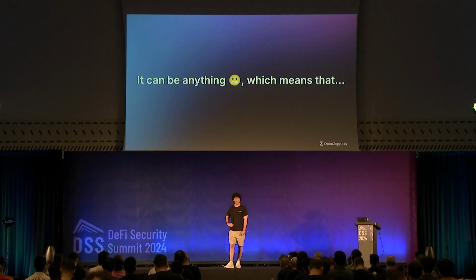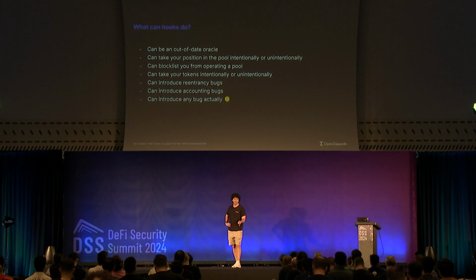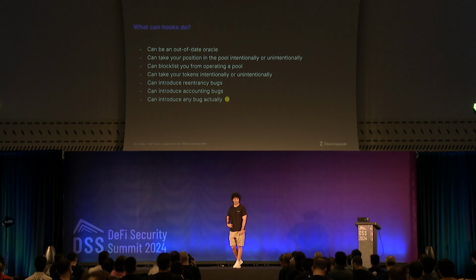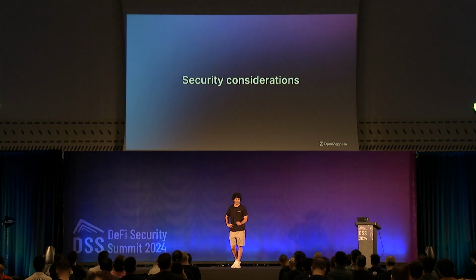Since it can do anything, it also means that we can have out-of-date oracles. We can take positions of users. We can block list a specific list of addresses. We can introduce bugs. We can take tokens from users. We can basically introduce any bug, and that's why we have to talk about security considerations.